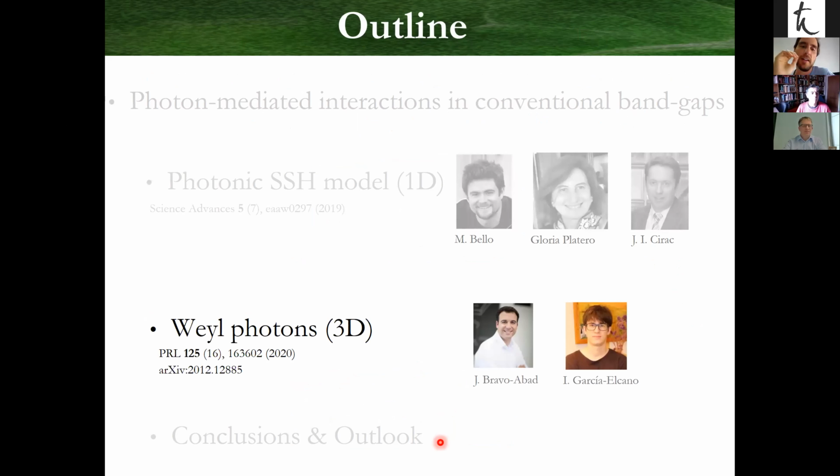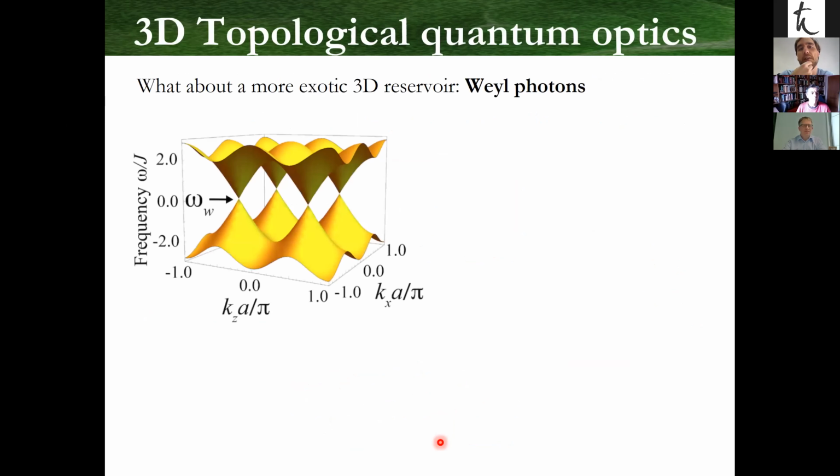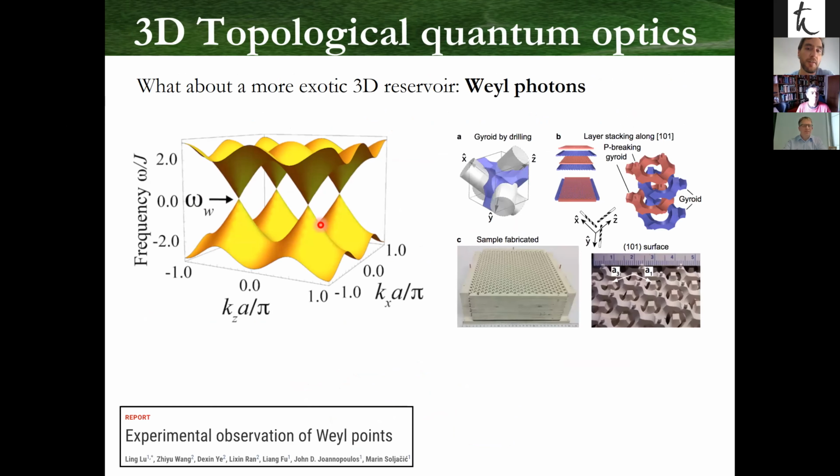Because I wanted to talk a little bit about these Weyl points. So these Weyl points, in case you are not familiar, occur when you have two linearly dispersive bands that are touching at single points, at the degenerate points. They occur in three-dimensional baths when you break either inversion or time reversal symmetry. And they have already been measured experimentally in photonics.